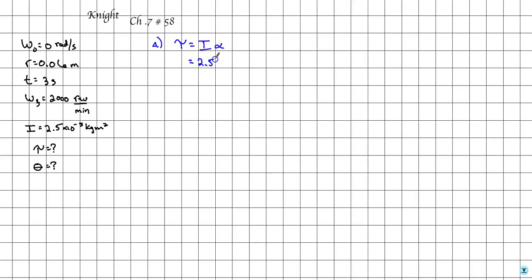We'll plug in I, 2.5 times 10 to the negative 5, but we've got to find alpha. We can do that because we know the change in the angular velocity and for how long. So we can say that omega sub f is equal to omega sub i plus alpha t. Omega sub f is something we need to convert, because we don't want it in revolutions per minute. We need it in radians per second. So 1 revolution is 2 pi radians, and 1 minute is 60 seconds. That gives us an angular velocity of 209 radians per second.